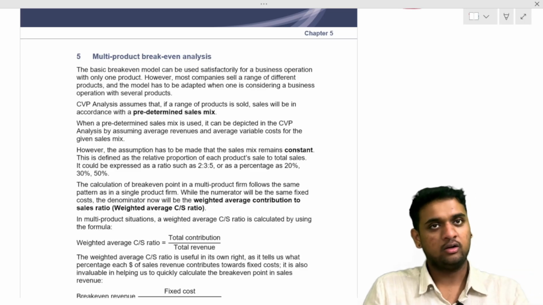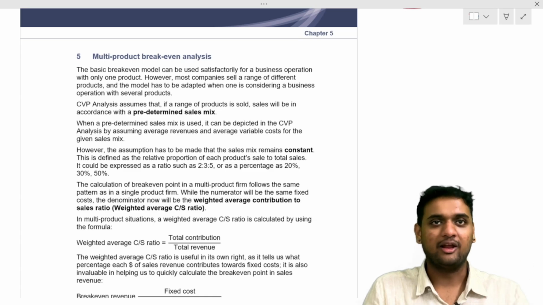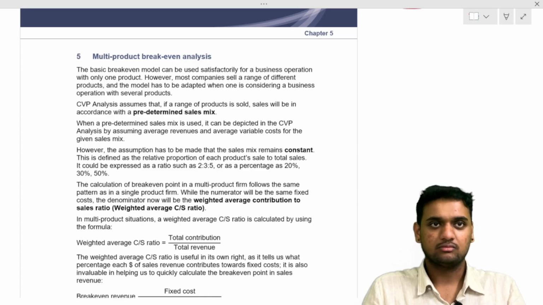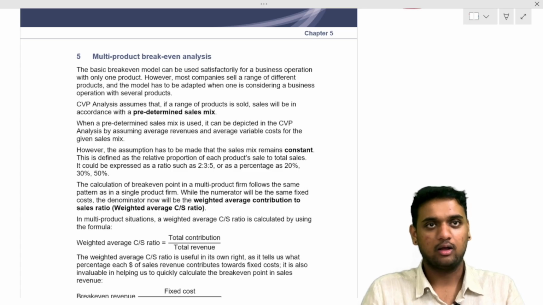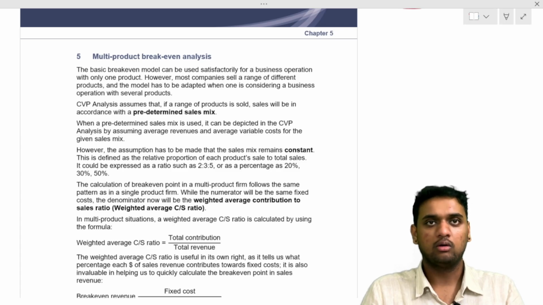Sir, I have a restaurant. In my restaurant, I have pizza and burger. In that case, which selling price will you take? Which variable cost will you take? Selling price and variable cost of pizza, and of burger. If you do that, what will you get? For pizza. But if you find the break-even point, what will you do? Individual break-even point. Break-even point if I sell only pizza. Break-even point if I sell only burger. You'll add both. What will you add? Total contribution you will add.